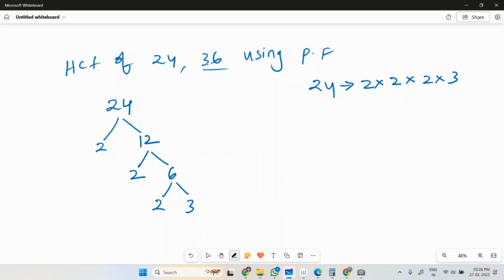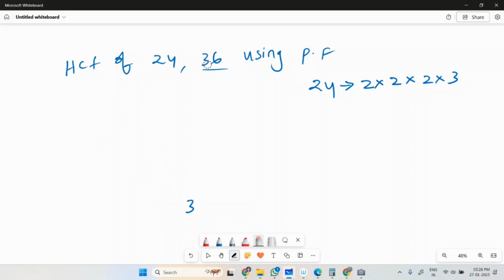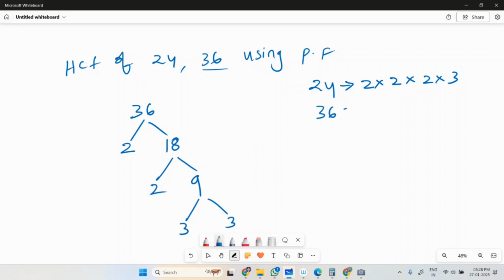Now 36. Let's find the same prime factors. Let's find the 36 prime factors the same way using factor tree. 36 prime factors are, again 36 is divisible by 2. So we can use prime number, first prime number 2. 2 times 18, 2 times 9, but 9 is not divisible by 2. So 3 times 3. So 36 prime factors are 2 times 2 times 3 times 3. Now we found 24 prime factors, 36 prime factors.